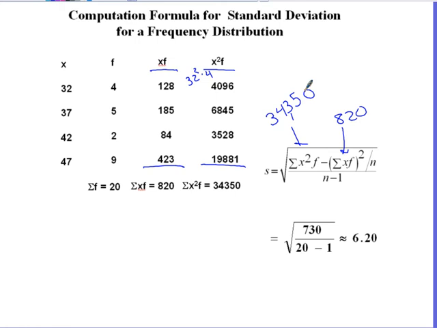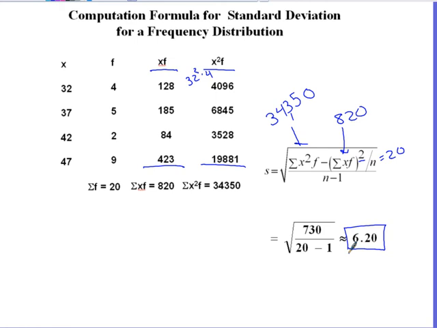Okay. So I'm going to take 820, square it, then divide by 20. Subtract those 2 numbers, divide by 19, take the square root, and I still get the same answer. So whether it's the computational formula or the formula that we used on the flip chart before, they both work out to be the same standard deviation. Okay, kind of a matter of comfort.